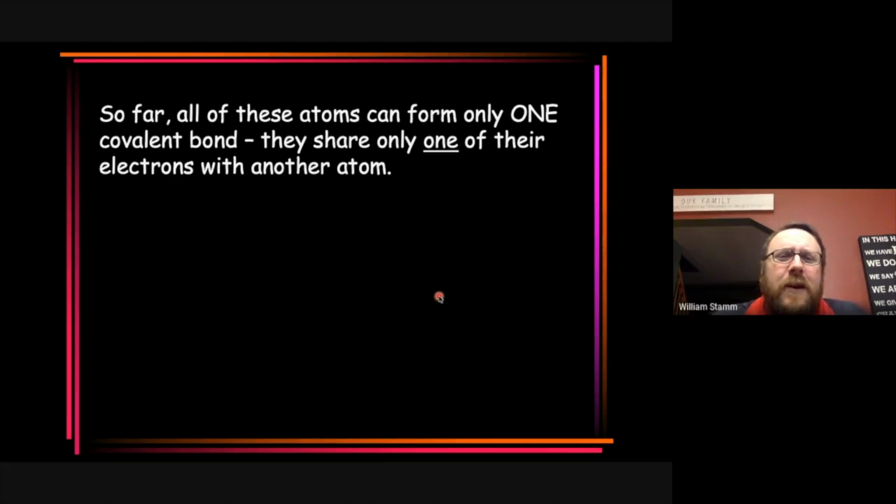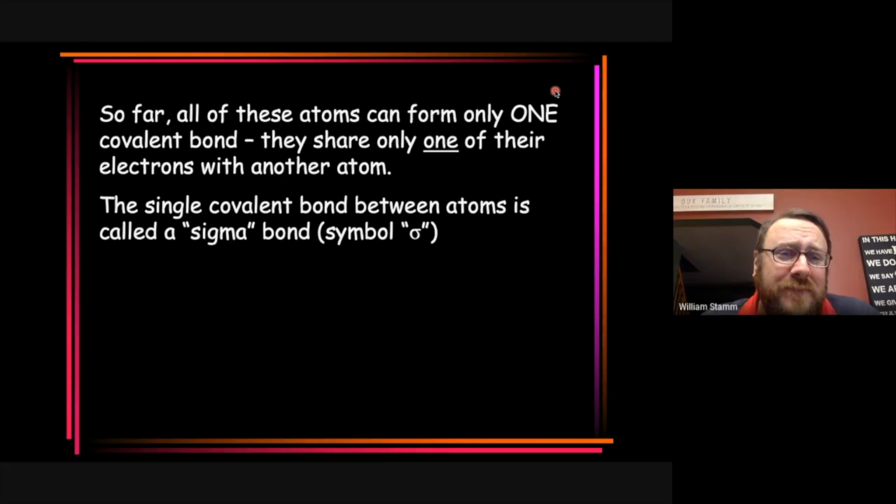So far, all these atoms can form only one covalent bond, that shared pair of 2 electrons, one from one atom, one from the other, and when they come together, they have that shared pair we call a covalent bond. We've only had 1 so far. Well, some elements can actually form more than 1. Now, before we get to that, that single covalent bond forms what we call a sigma bond. Here's the Greek symbol for sigma. It kind of looks like a sideways 9 or a sideways 6, whatever way you want to look at it.